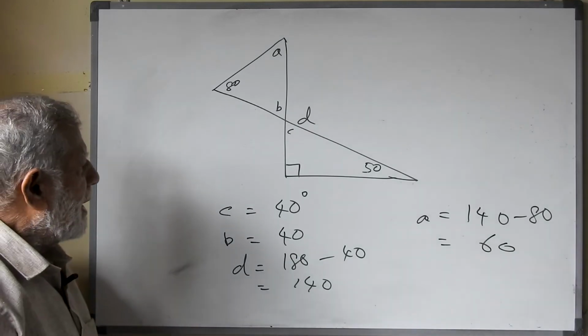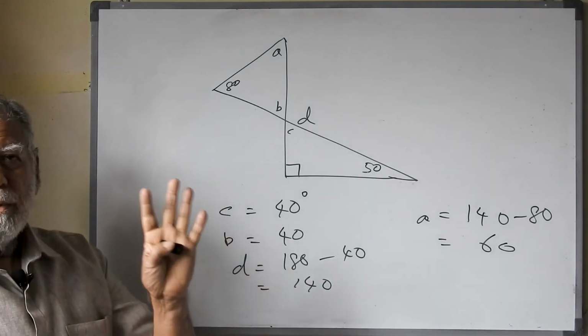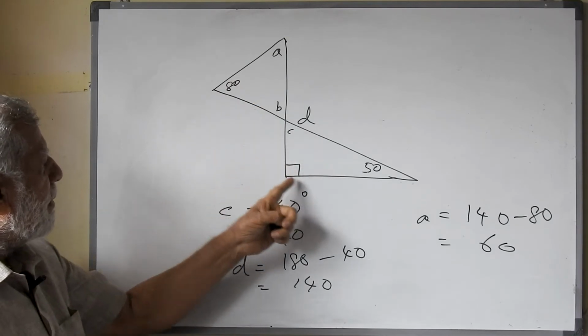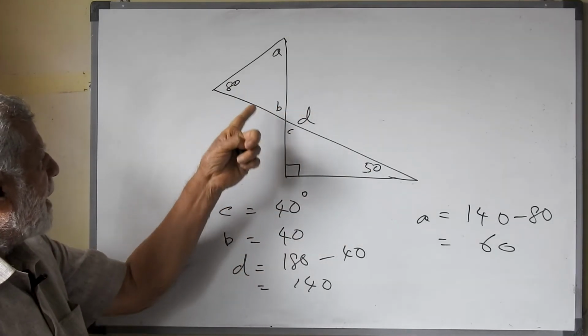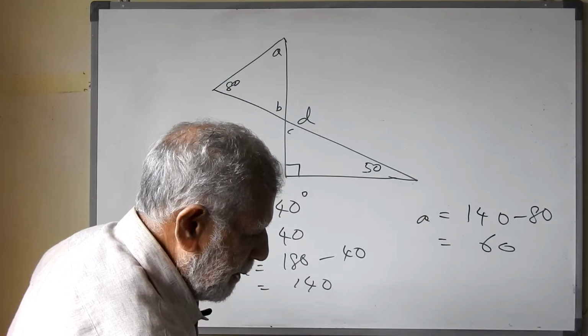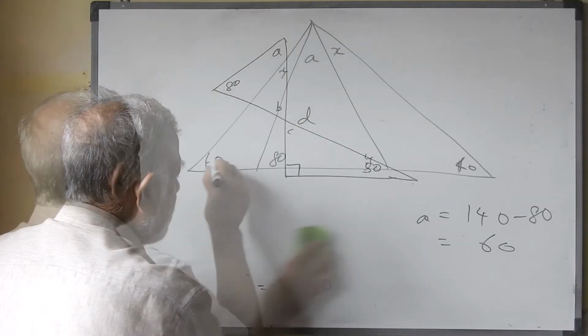So we have found out all the angles. Look at how all the rules are coming in here: angles on a straight line, vertically opposite angles, angles in a triangle, and the exterior angle of a triangle. All are coming into effect. We will take one more exercise, children, to be able to understand properly.